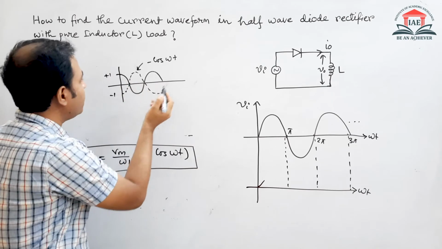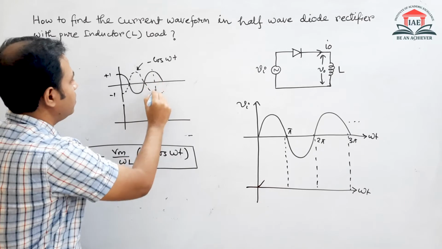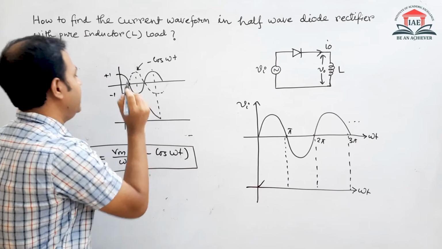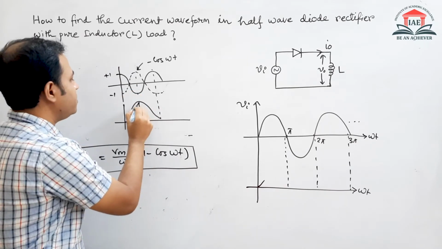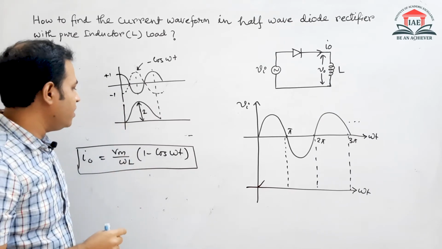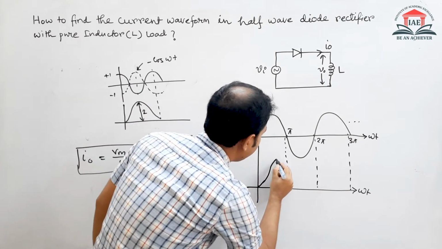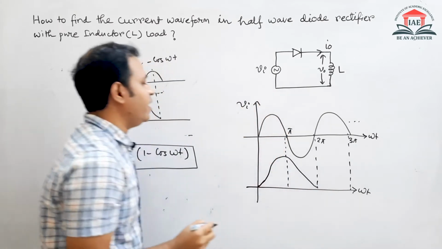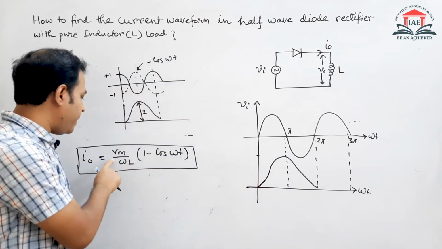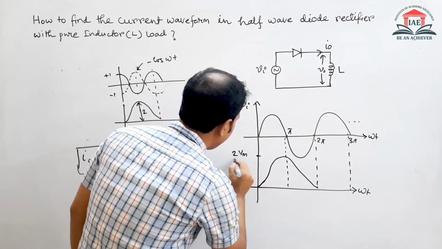So the expression for 1 minus cos omega t will be starting from here, and it will be like this. And the maximum value must be equal to 2, as you can see, minus cos omega t plus 1. So this is the expression. Here it will be the waveform of the I0, and this value will be, as it is multiplied by Vm by omega L, 2 Vm by omega L.